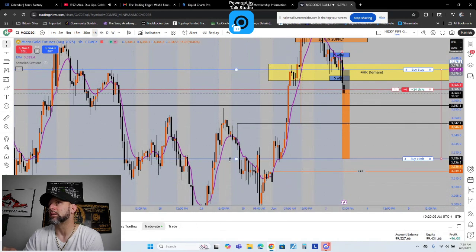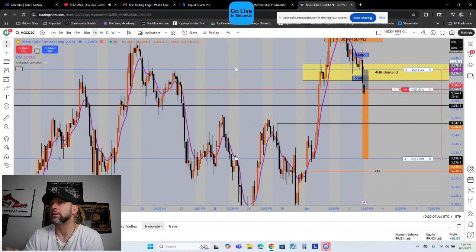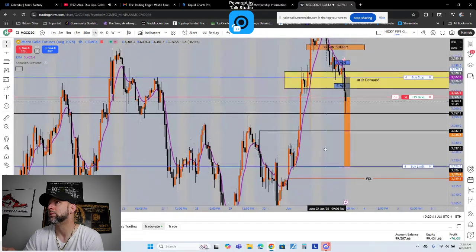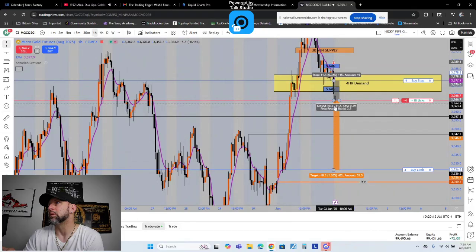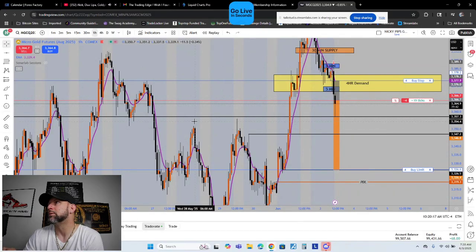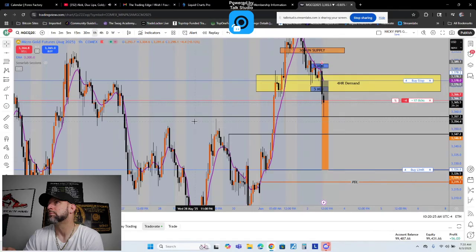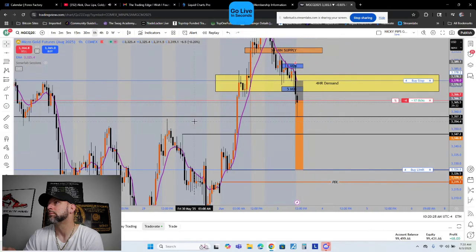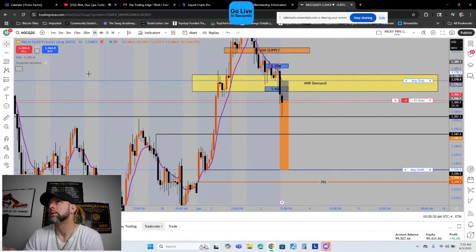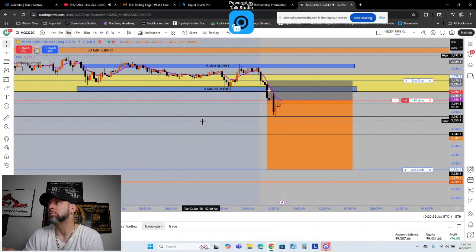Because I think the next level of support right here, this is really completely valid. I think we can definitely tap into here. So we need to see if we can break through this support area right here. Let's see how this plays out.